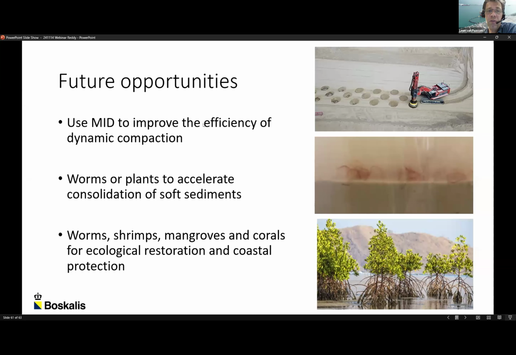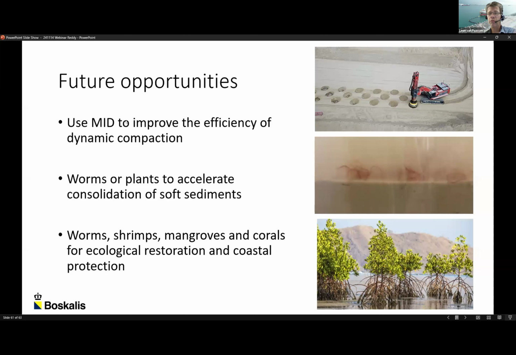So therefore, I looked into whether we can improve the efficiency of dynamic compaction using desaturation. Similarly to a Proctor test, if you desaturate the soil, you would expect, because the gas is compressible, that you can actually better compact the material.